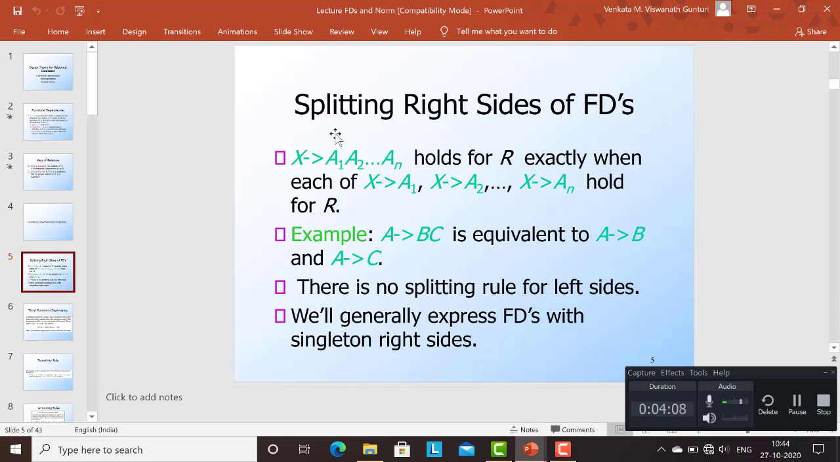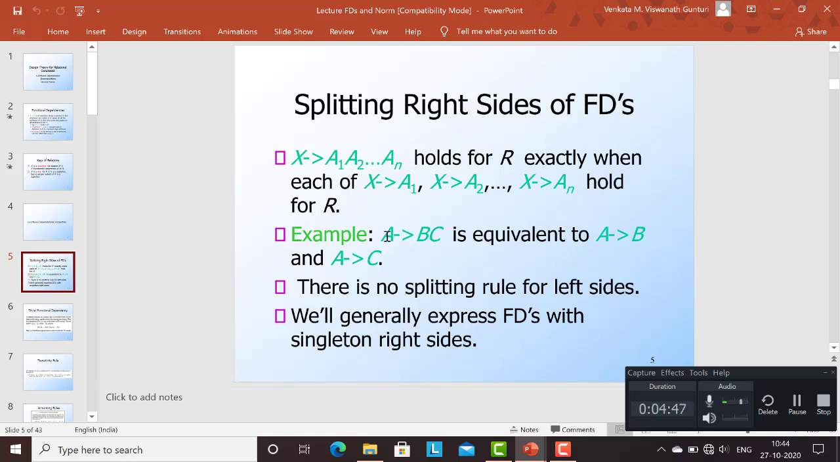So let's say you have a functional dependency like this: X implies A1, A2, up to An, right? As always, X may not be one attribute; it can be more than one attribute in this set of slides. That's the notation I'm following here. So this X can be like C D E F, a set of attributes. Whenever you have a functional dependency like this, it can be broken down into these functional dependencies. This is called splitting of the right side.